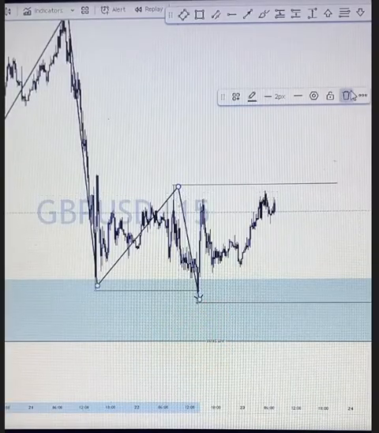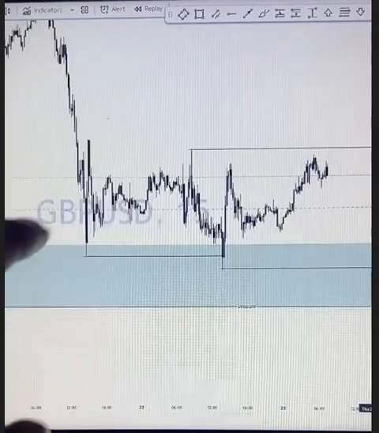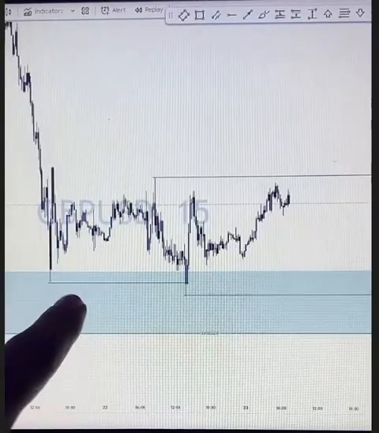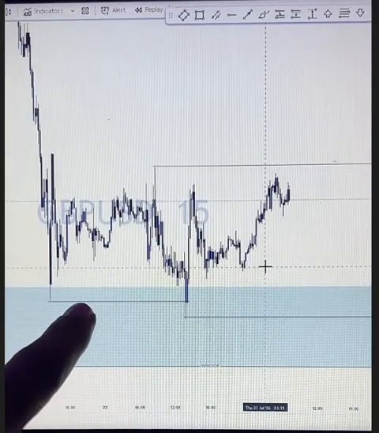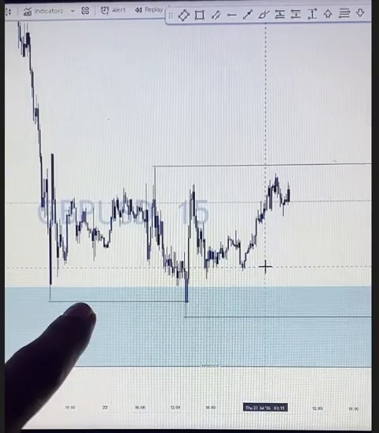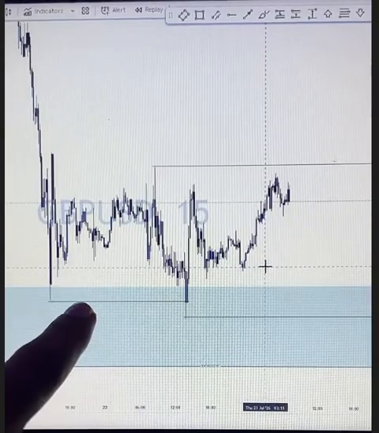Now, let me ask you guys, is it the right time to buy? Is this market ready to buy right now?